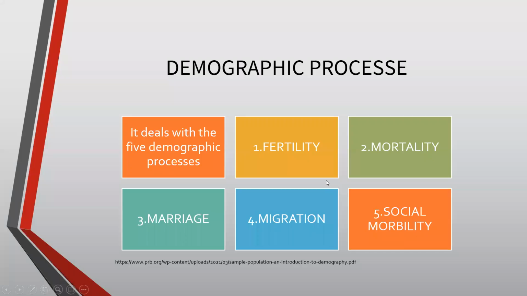So demographic process deals with five main things, that is fertility, mortality, marriage, migration, and social mobility. It's actually mobility, not morbidity. So morbidity is not the part of this demographic process.